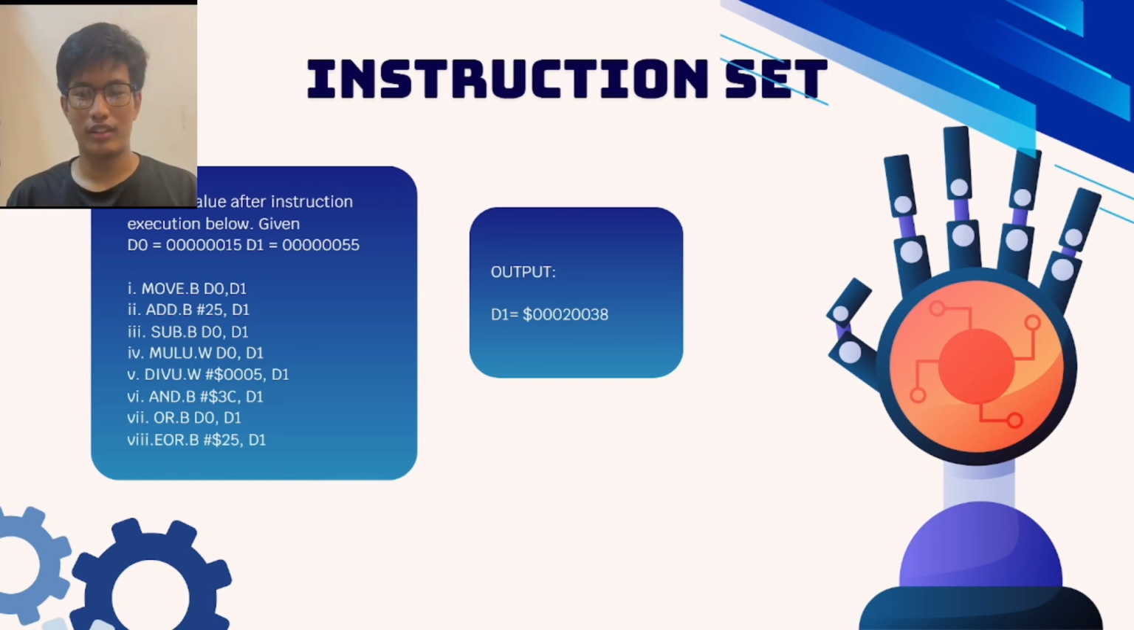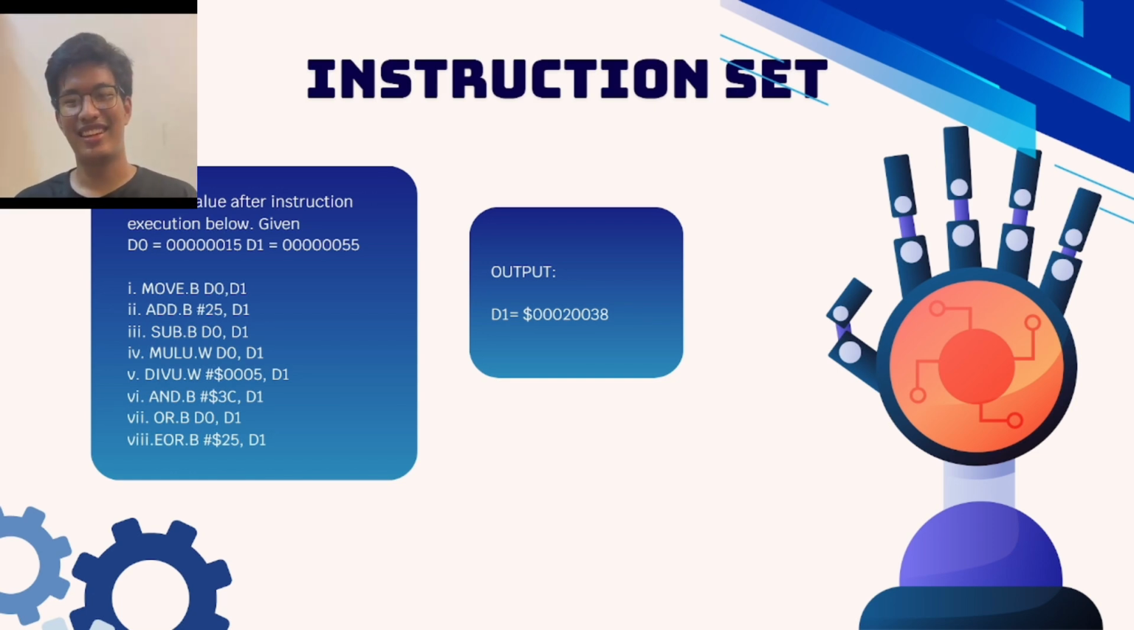For the fourth instruction, D1 word, which is 0025, multiplies with D0 word, which is 0015. It turns into decimal, which is 37 multiplied by 21. This equals 777 in decimal. Turning it into hexadecimal, it becomes 0309.